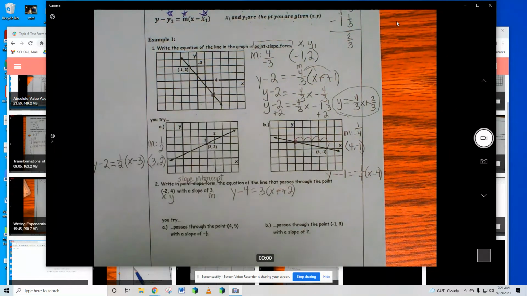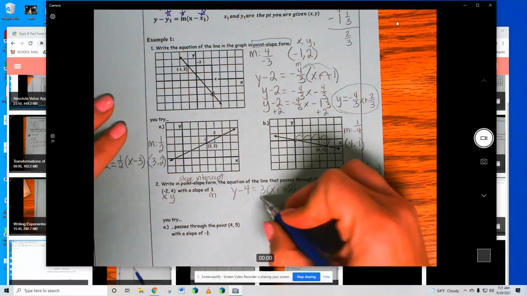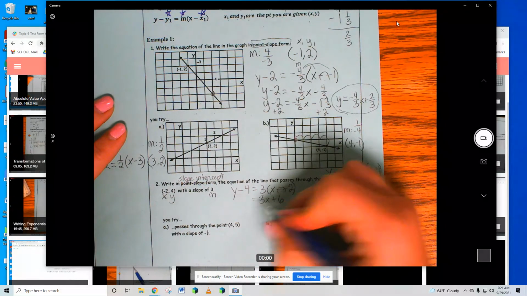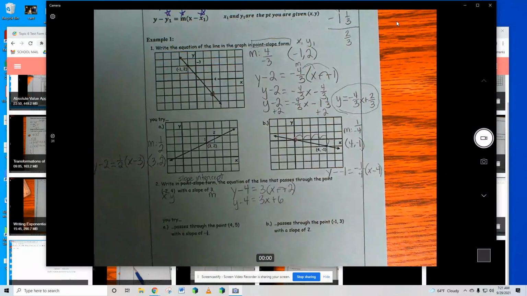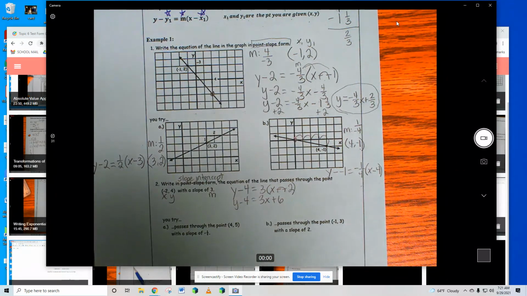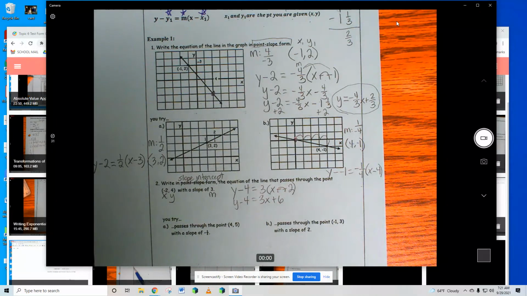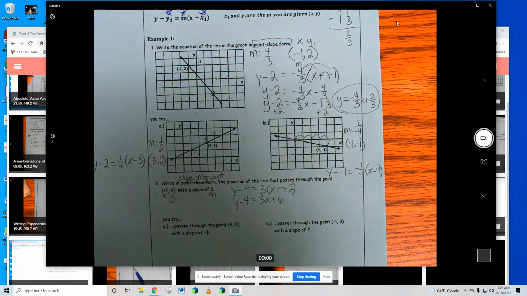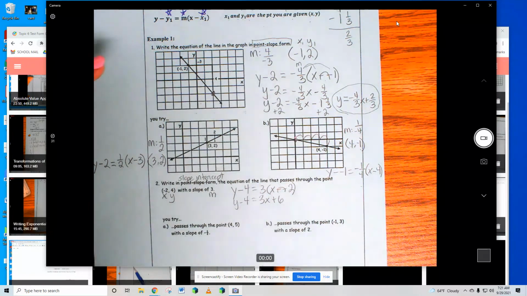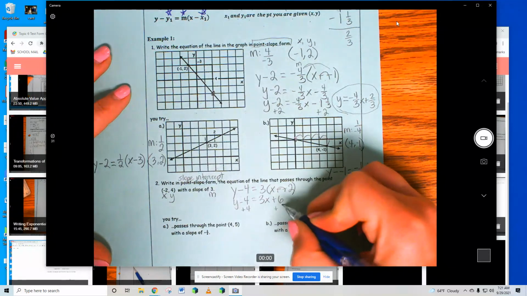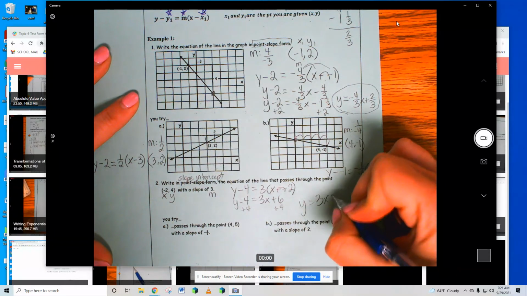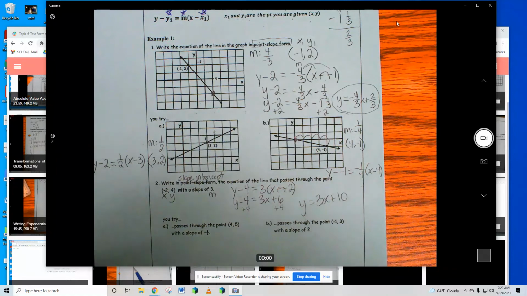Ladies, table 6. What'd you get as your final answer? Volunteer from table 6. Yes. Y equals 3x plus 10. Do you guys agree? Did anybody not get that? Maybe I can go over something or explain why.